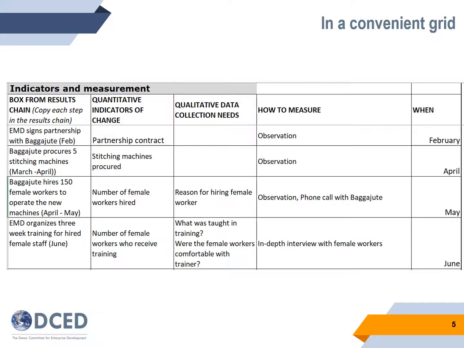A second tip is that although you might end up with lots of different measurement rows because you have lots of boxes in the results chain, often you do one measurement exercise to collect multiple indicators. So for example, let's say you do one survey with farmers, and this looks at their change in practice, it looks at their income, it looks at their engagement with Jute. So it's not the case that every box in the results chain needs a separate measurement technique.